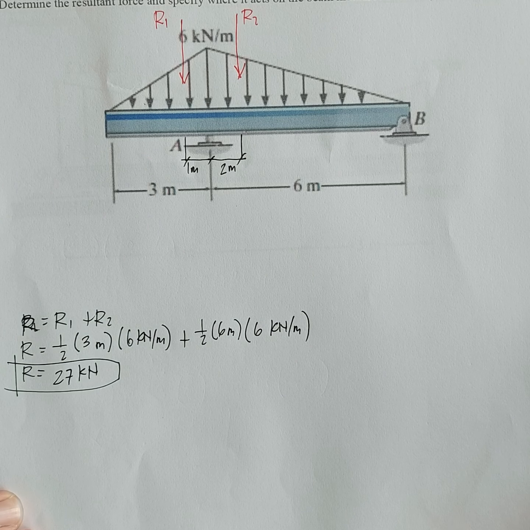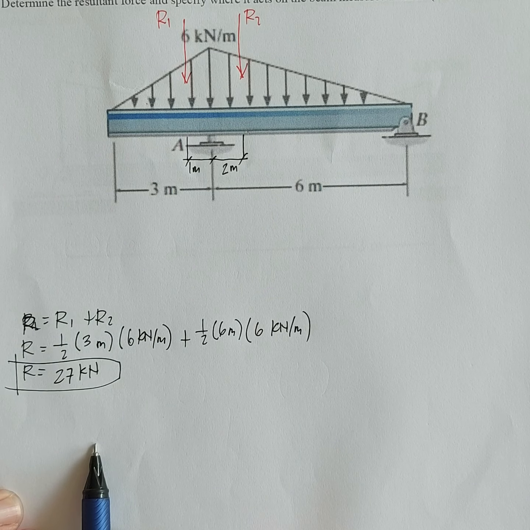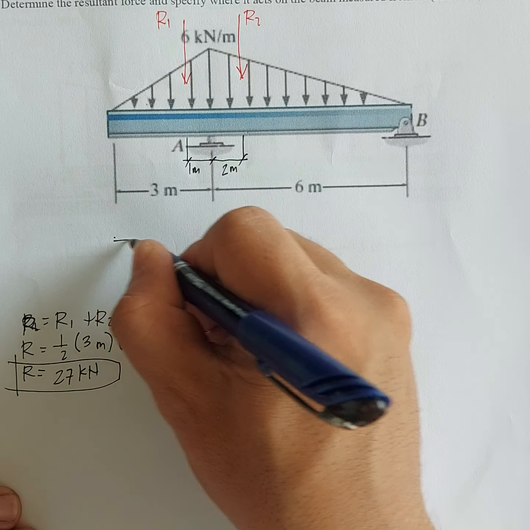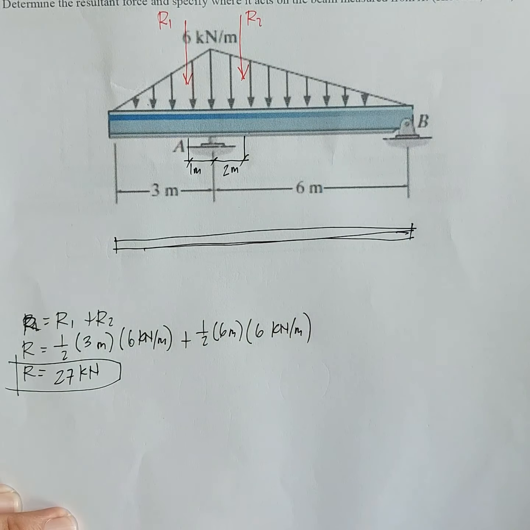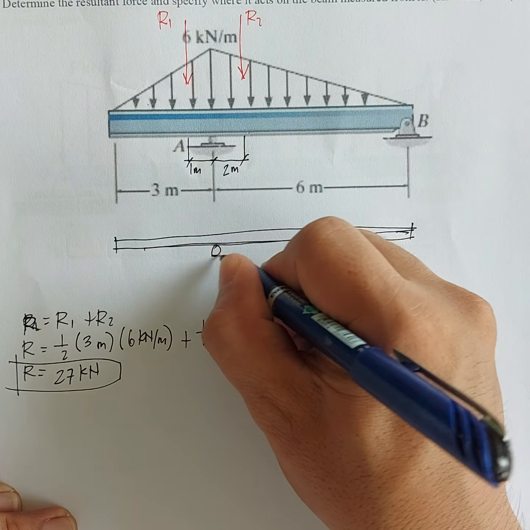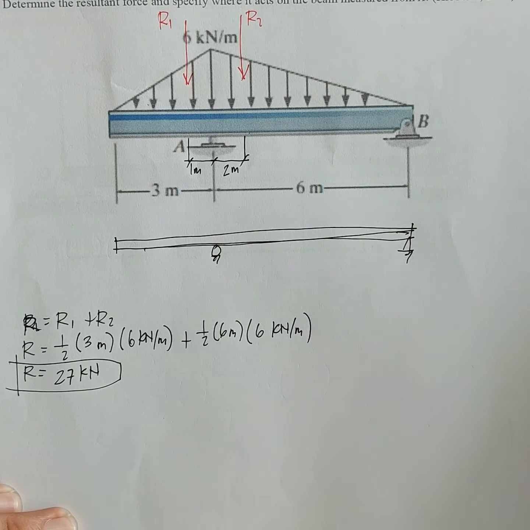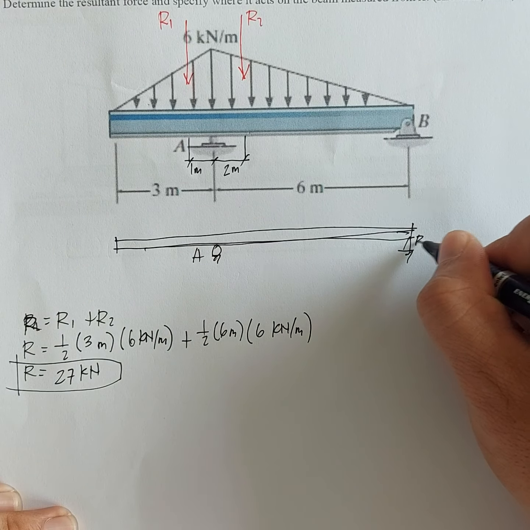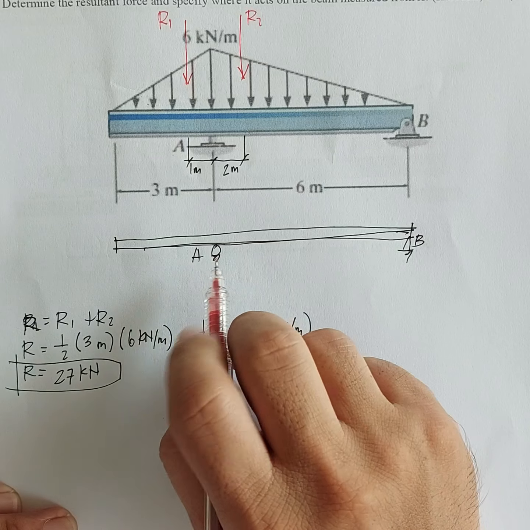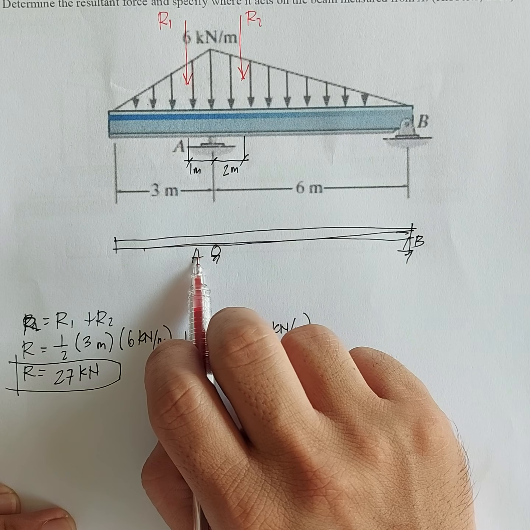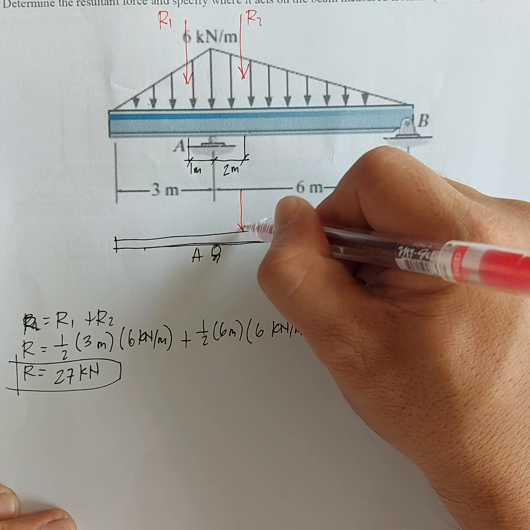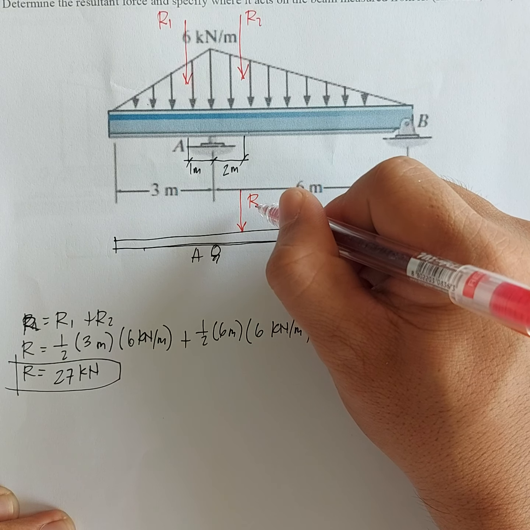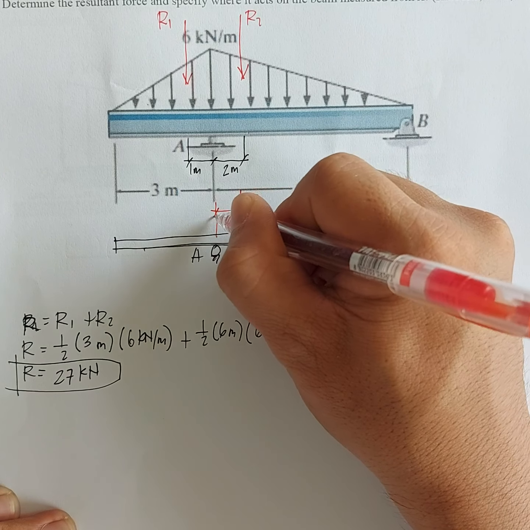And then, where is its location from A? So let's redraw the beam. Here is the resultant. The location of our resultant could be here, or it could be to the left of A or to the right of B, we do not know. So let's just assume that the resultant is here, and its location from A is X.